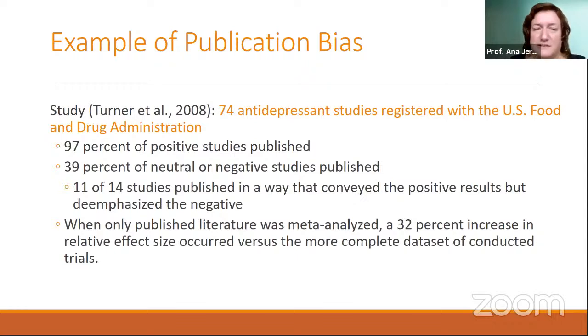39% of neutral or negative studies, of which the majority were published in a way that conveyed the positive results but emphasized negative. And when they compared results of meta-analysis with just positive studies and all studies together, they identified a 32% increase in relative effect size with only positive studies. So we are inflating the effect by looking just at positive studies. And we need the systematic reviews to identify whether we have publication bias or not.